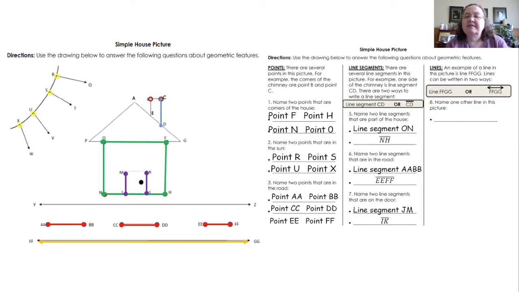Now for lines. Number 8 says, name 1 other line in this picture. And I see the line right there. So I wrote line YZ, or I could have written it with the line over top and just YZ. Wonderful. How did you do? Let's look at the next one.